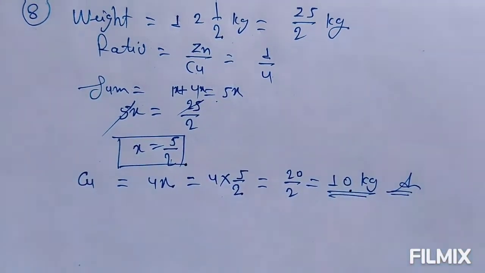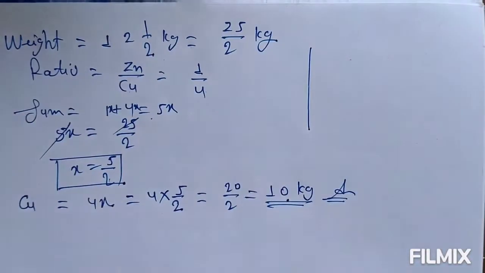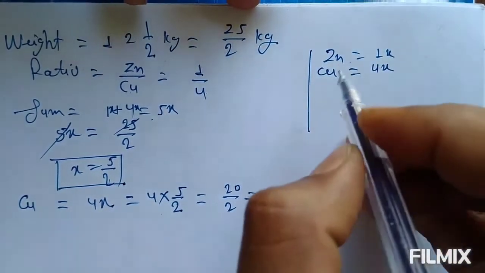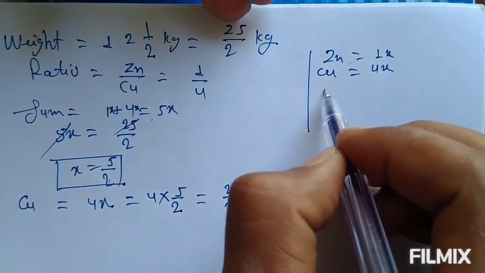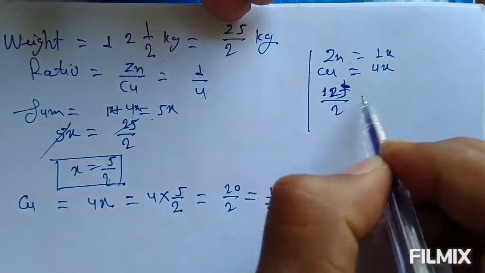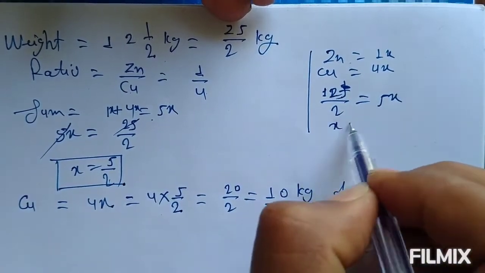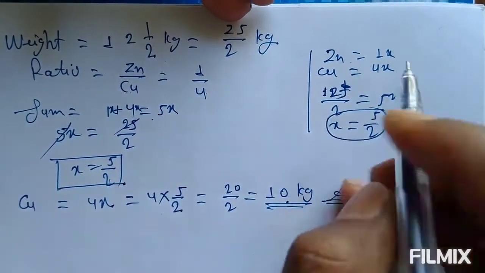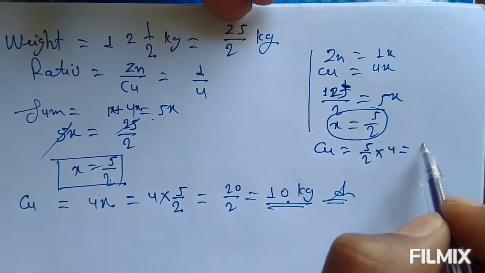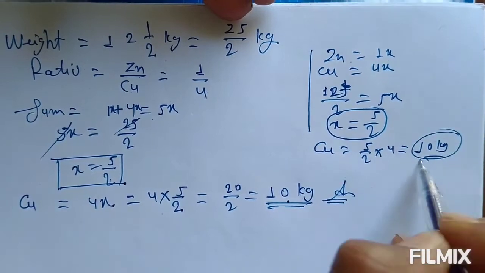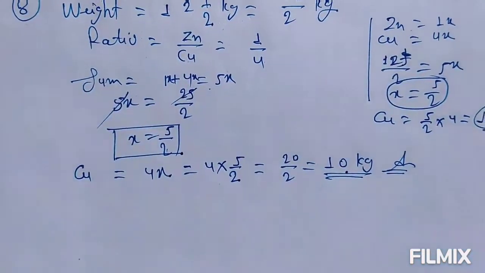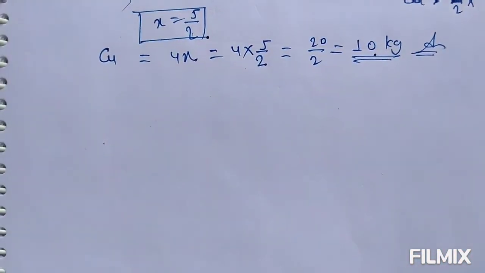This question can be solved in another method also, that is simply write down zinc is 1x, copper is 4x. The sum is 12 whole 1/2, means 25/2 equal to 5x. Then x will be 5/2. Then Cu equal to 5/2 into 4. That will be 10 kilogram. So this is another method also. You can follow any type of method. No issue about the method.